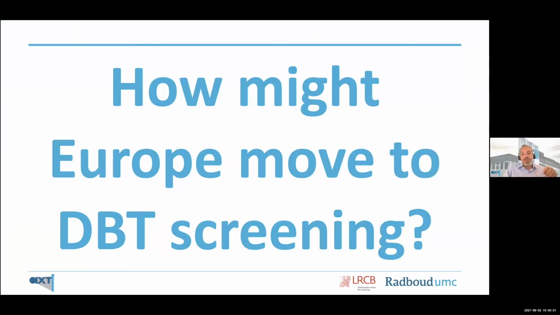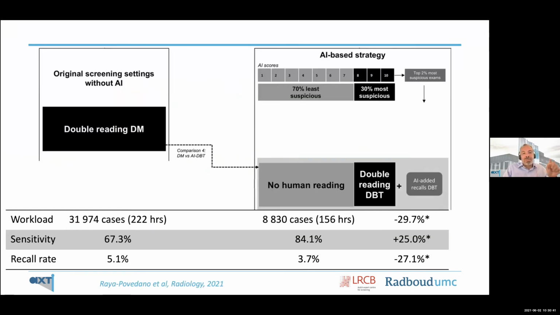And another very interesting study that just came out a couple of weeks ago in Radiology gives a very good idea of how Europe might perhaps move to DBT screening, in which we go from double reading of mammography without AI to this sort of scenario.